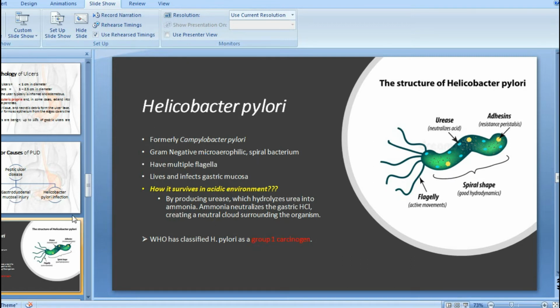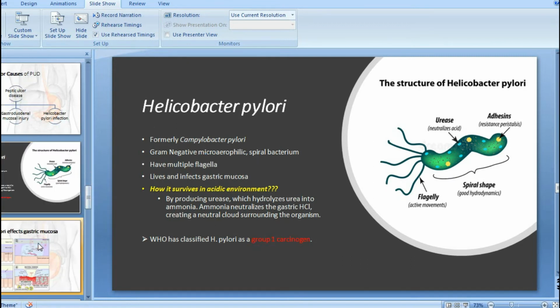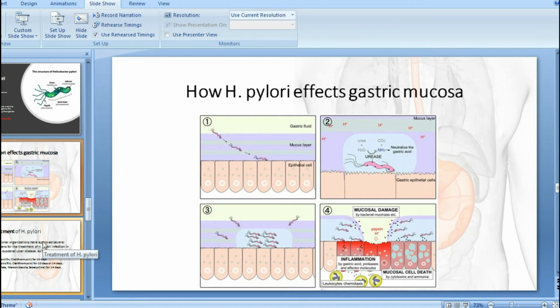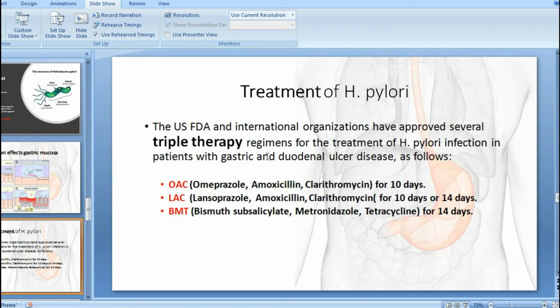Okay, let's come towards how H. pylori affects the gastric mucosa, as I have told you before, how it neutralizes. So the next one is the treatment of H. pylori, which is very important, as it is very common in everybody. So its treatment is very important.